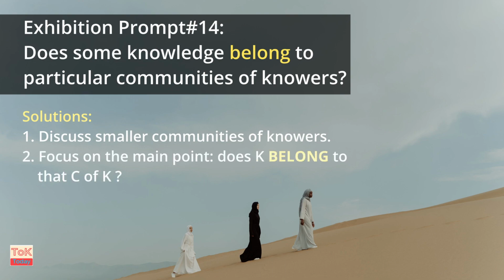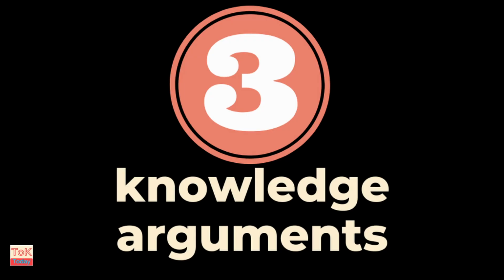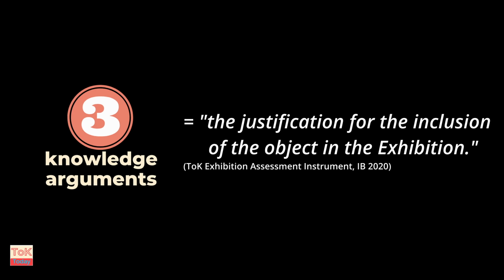Secondly, we need to focus on the main question of whether knowledge belongs to a particular community. The most obvious and straightforward way is to argue, first of all, yes it does for object 1, no it doesn't for object 2, and maybe or sometimes for object 3. Now, it's best to have 3 different knowledge arguments, one for each object. The knowledge argument is what in the marking scheme is termed the justification for the inclusion of the object in the exhibition. So having a different justification or knowledge argument for each object will place you in the higher marking bands, or the marking bands of 5 and above.